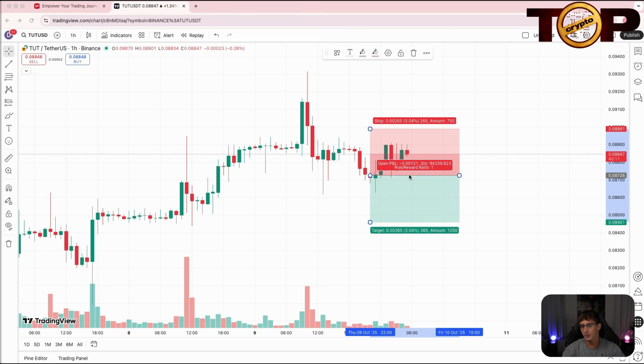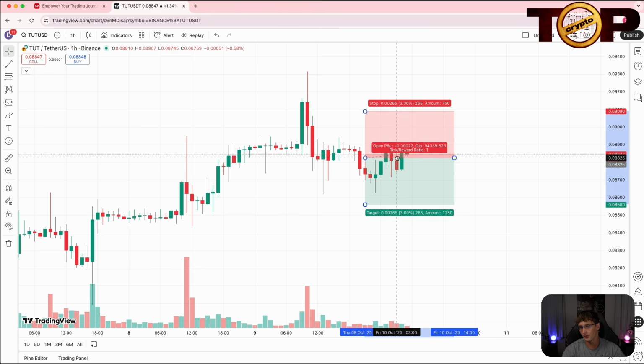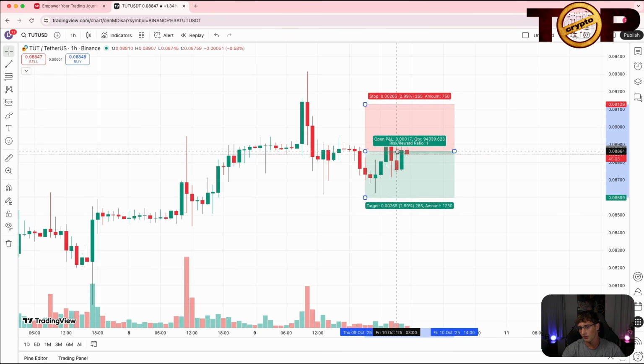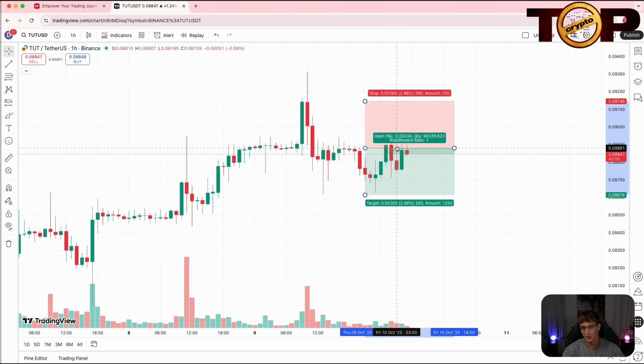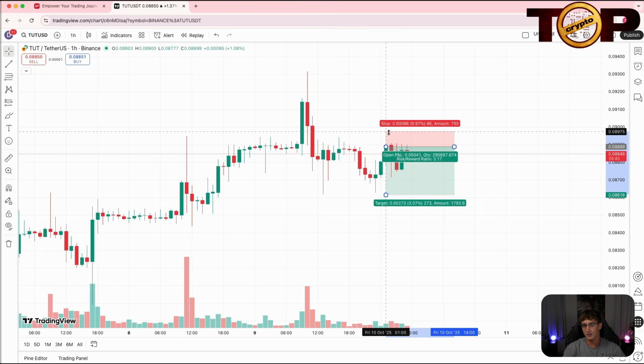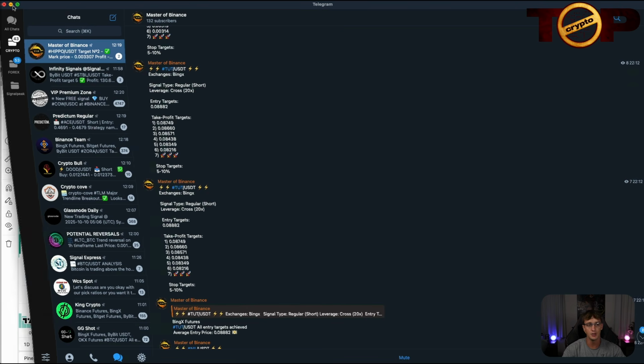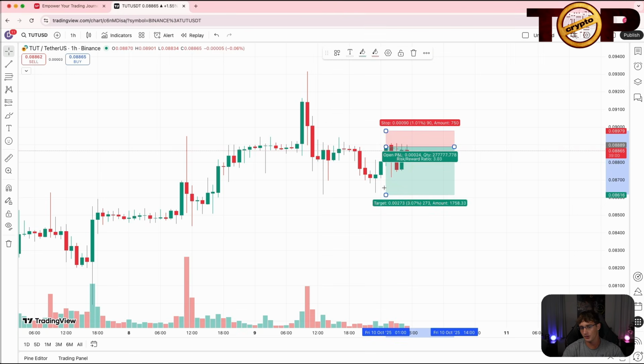As you can see, our entry price was 0.0888, around here. Then we'll drag our stop loss. As I said, it's 5 to 10% depending, but I usually only put mine a very small amount, so we'll have 1% risk. As you can see, the risk to reward is 3. Our final target is 0.082, so all we have to do is drag this to 0.082.